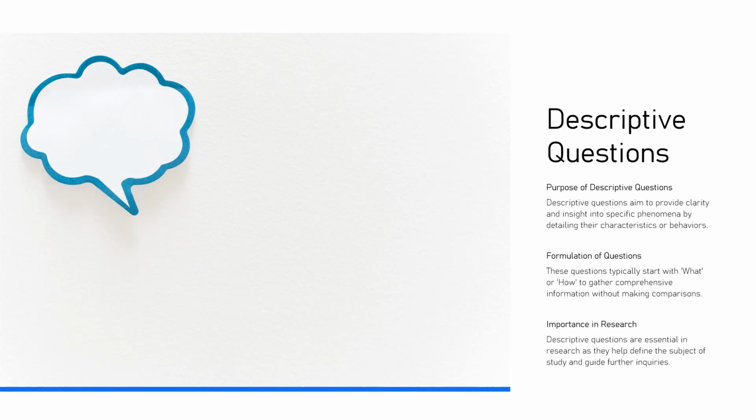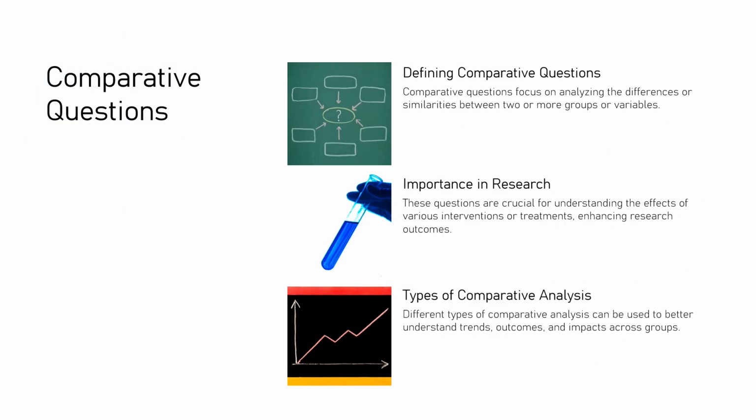Descriptive questions seek to provide an understanding of a particular phenomenon by describing characteristics or behaviors. They often begin with what or how and do not involve comparison. Comparative questions analyze the differences or similarities between two or more groups or variables. These questions are essential for understanding the effects of interventions or treatments.